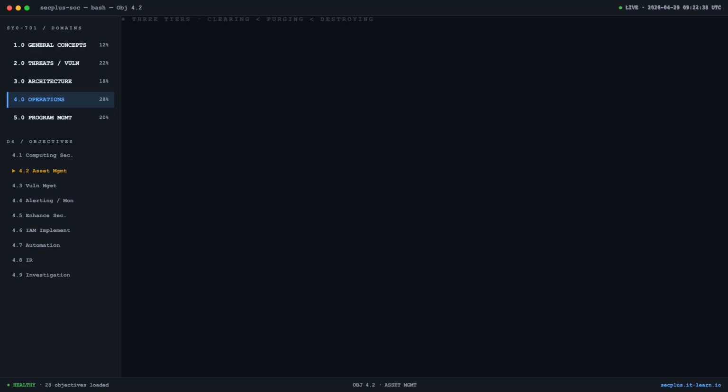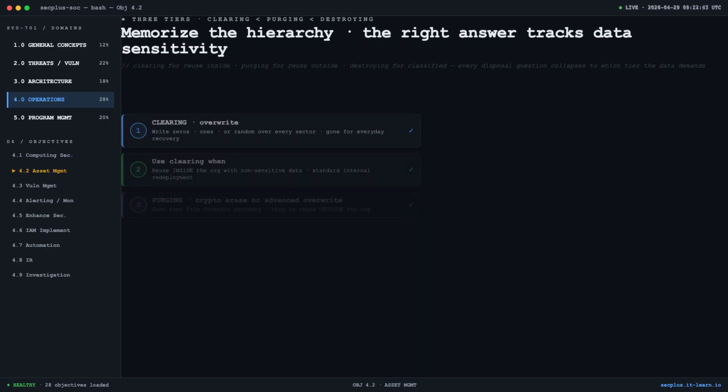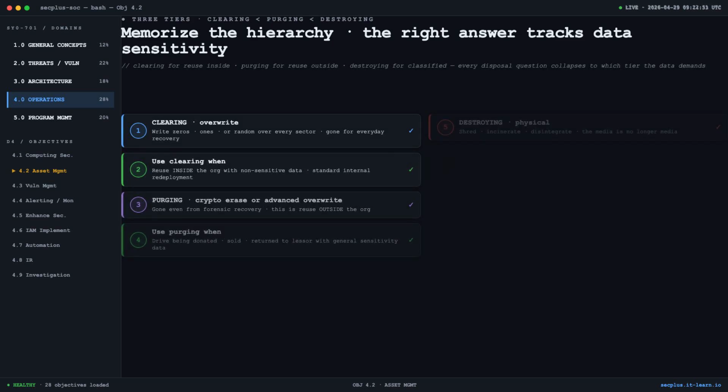Purging is more thorough. Cryptographic erase or advanced overwrite. The data is gone, even from forensic recovery. This is what you do for reuse outside the organization. Destroying is physical. Shredding, incineration, disintegration. The media is no longer media.